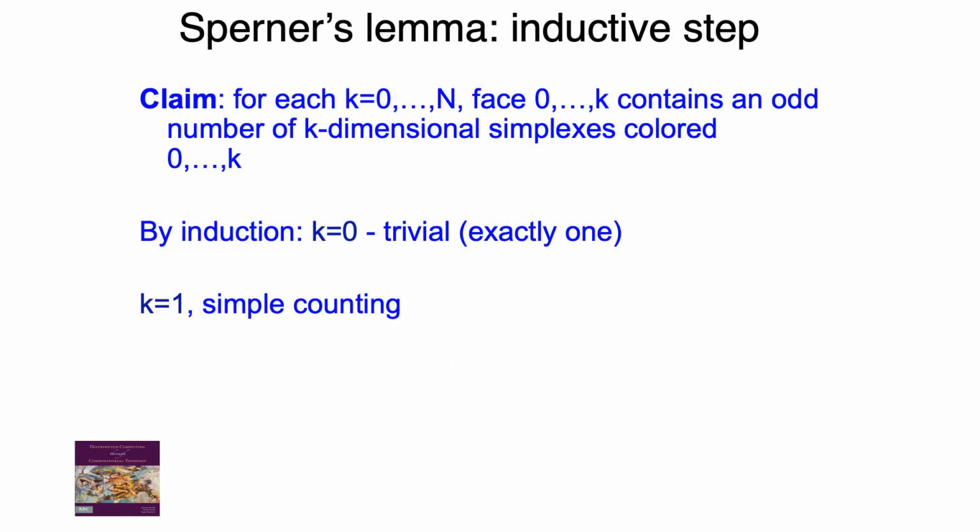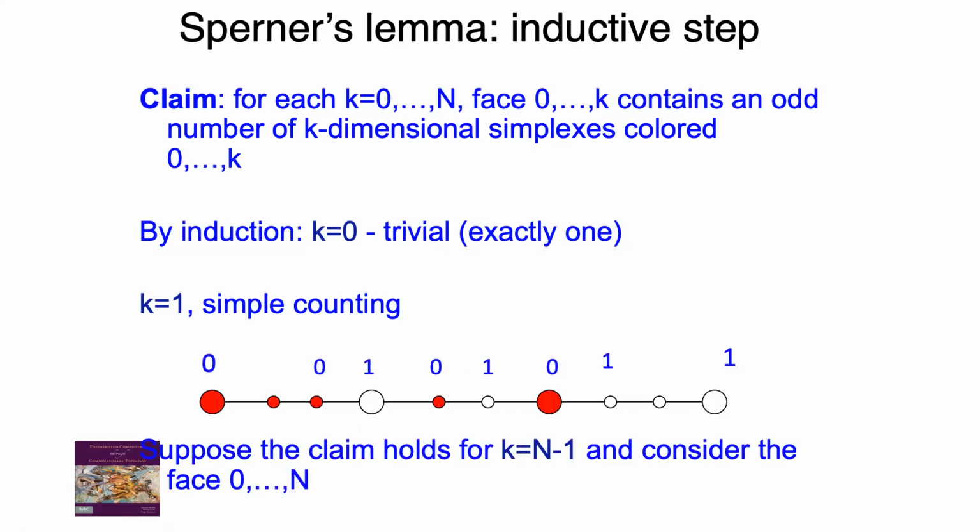What k equals 1 corresponds to is a subdivided interval. The endpoints of the interval have different distinct colors. The interior should have an odd number of fully colored intervals. For example, you have the interval 0, 1, the endpoints have distinct colors, red and white, and you have a certain number of intervals in the subdivision. I can have any of these two colors in the subdivision, but I claim that there must be an odd number of intervals colored red and white.